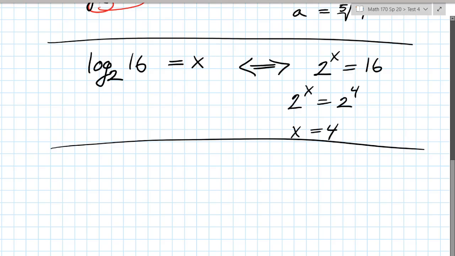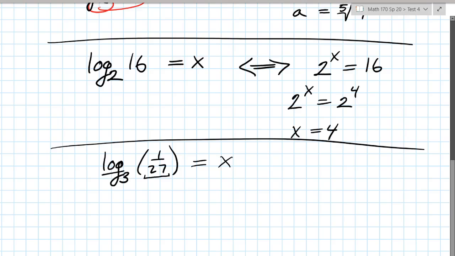Another example is log base 3 of 1 over 27. Now we should note that log is a function, like f of x is a function. The name of our function is called log base 3. So if I've got things outside of the function, they can't interact with things inside of the function. This is the argument of our function.